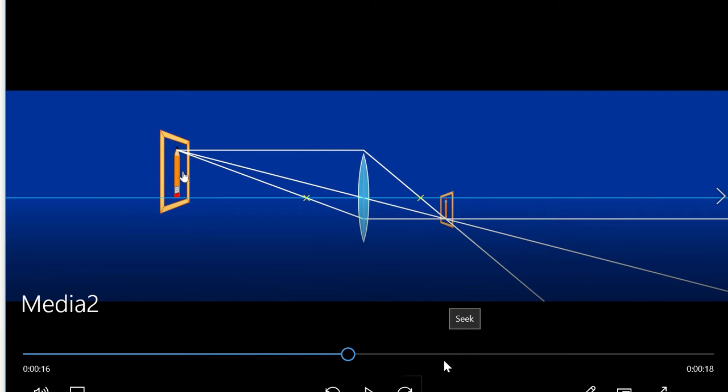Hey guys, just want to do a quick recap on lenses. As you can see, we've got an object here with an image formed on the opposite side. I'm about to move my object closer to the lens, so check what happens.